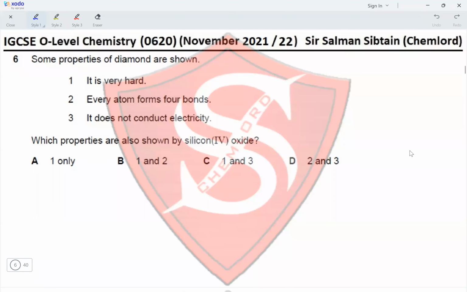Question 6. Some properties of diamond are shown. It is very hard. Every atom forms four bonds. It does not conduct electricity. Which properties are also shown by silicon 4 oxide? Silicon 4 oxide is SiO2. So it is very hard. Silicon 4 oxide is very hard. Yes. Every atom forms four bonds.